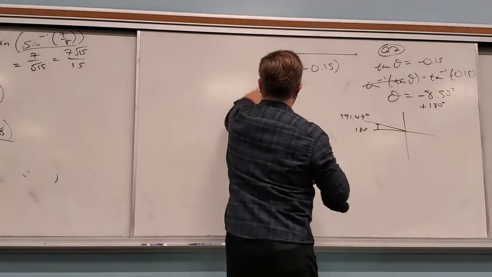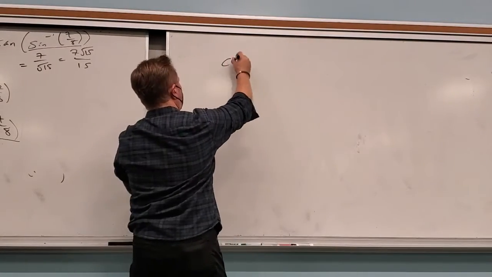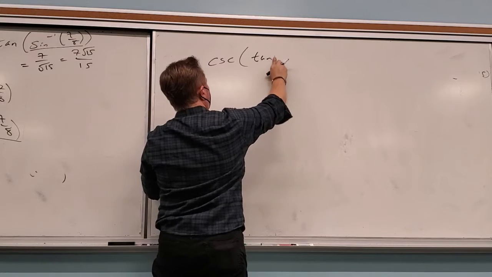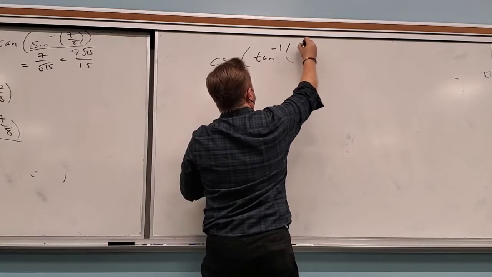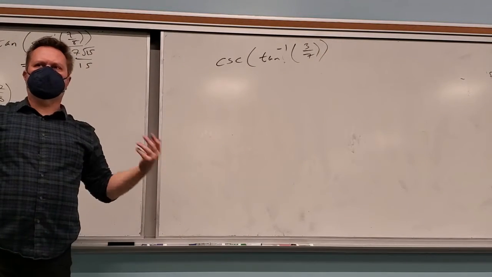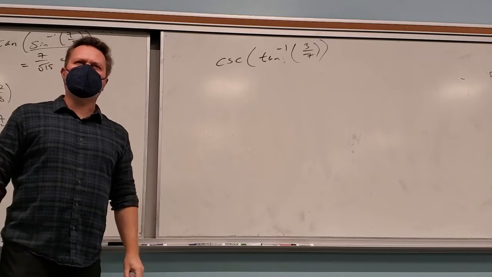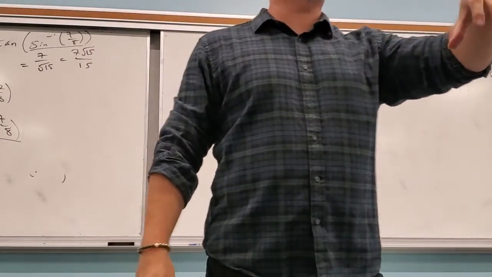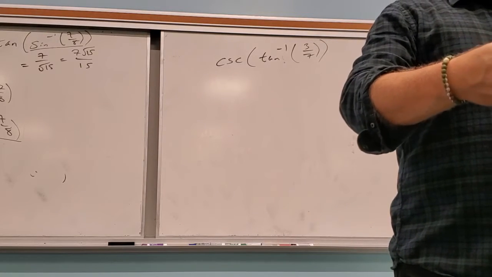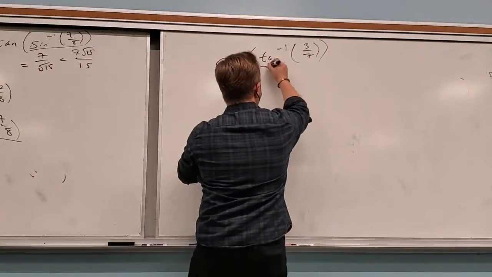So the problem from the beginning would look like this. It would say, what's the cosecant of the inverse tangent of 3/7? That's the problem. That's exactly the way it's given to you. What does inverse trig tell you again? What do you put into a trig function? An angle. So what's the output of an inverse trig function? Angle. So this tells you the angle.